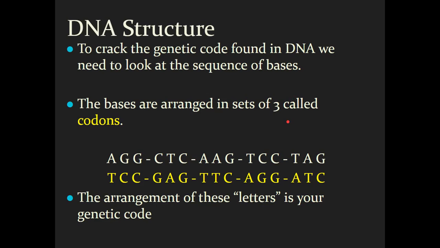So to crack the genetic code found in DNA, we need to look at the sequence of bases. The bases are arranged in sets of three called codons. Here are our sets of three. These are the codons: A and T, G and C, G and C. The arrangement of these letters is your genetic code. Not one person's is the same, except for identical twins.